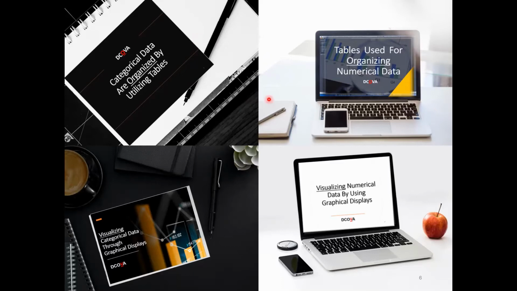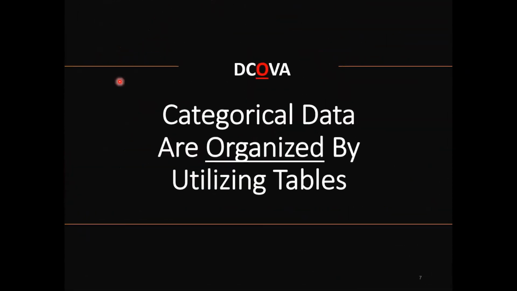Now onwards, we will be looking at the O and the V part in DCOVA. We looked at defining variables in chapter 1, and in chapter 2, in the previous slide, we looked at collecting the data, why we collect data, and what the sources of data are. Now we will be looking at organizing. The O is marked in red: organizing the data for categorical variables and numerical variables, and then visualizing the data, that is V, for categorical variables and numerical variables. So first let's have a look at organizing the data for categorical variables, so categorical data.